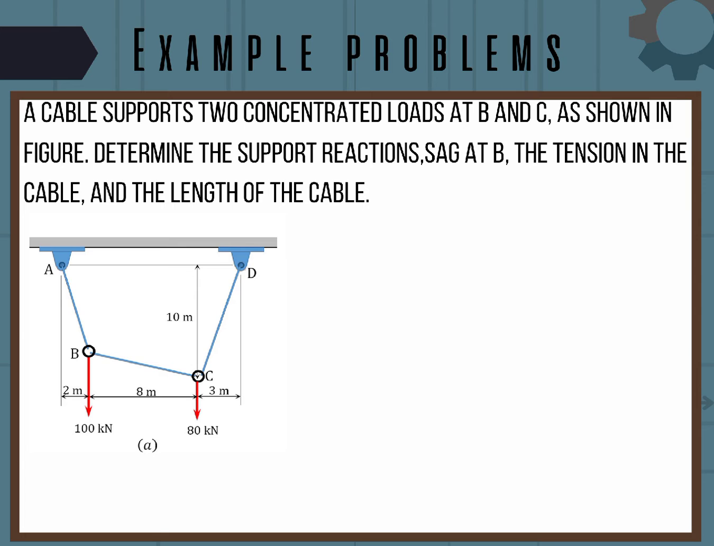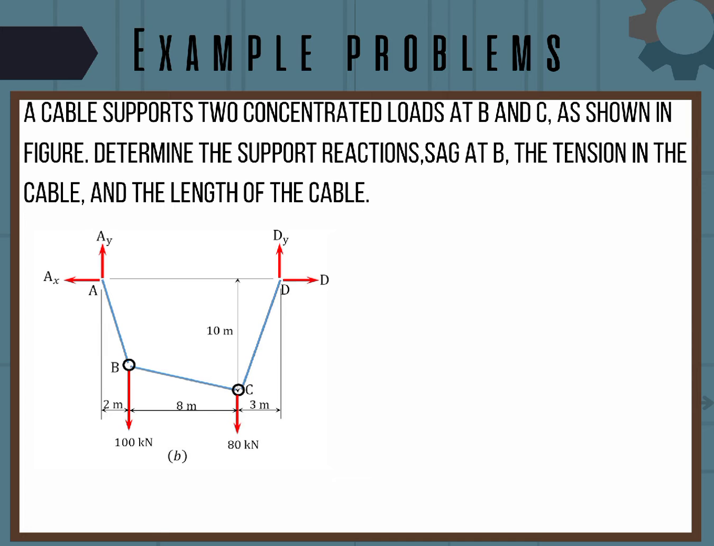So we have here an example problem. A cable supports two concentrated loads at B and C as shown in the figure. Determine the support reactions, sag at B, the tension in the cable, and the length of the cable. This is a cable that is supported with two hinges. There are 4 reactions. First, we will solve for support reactions.